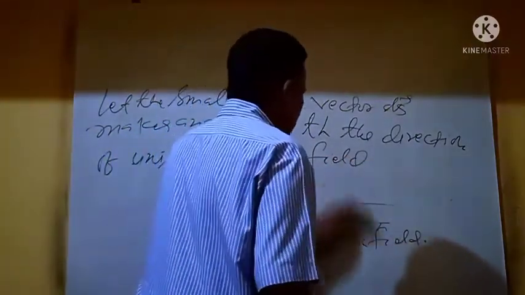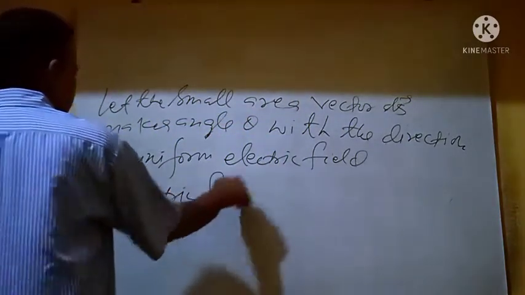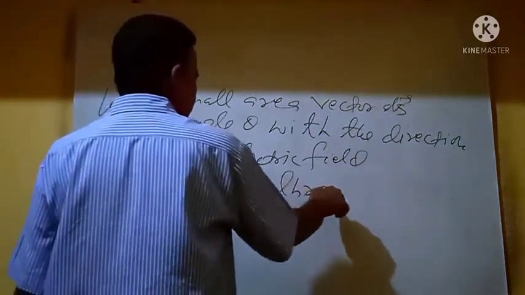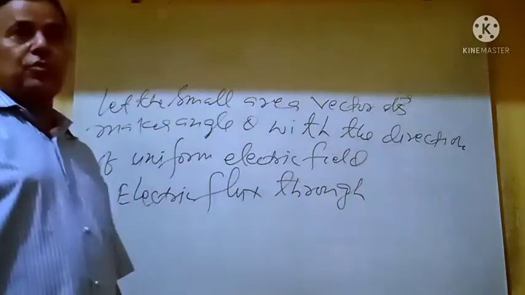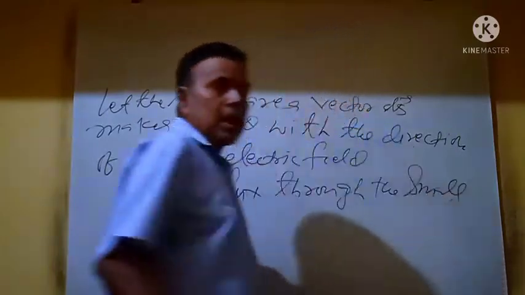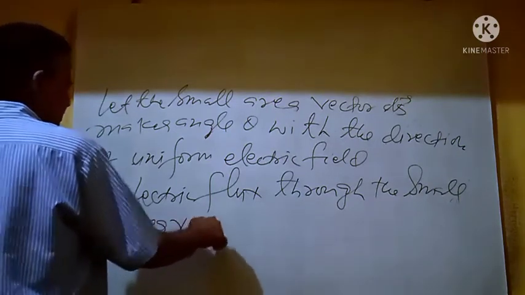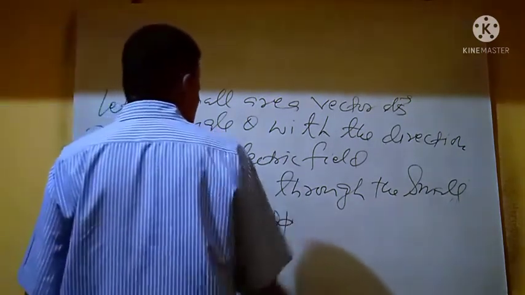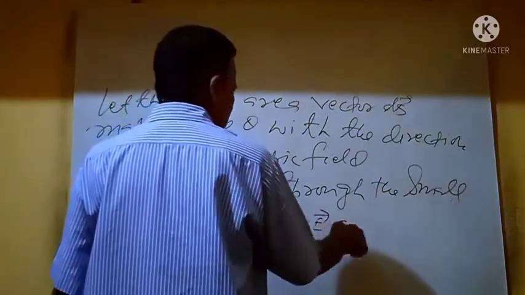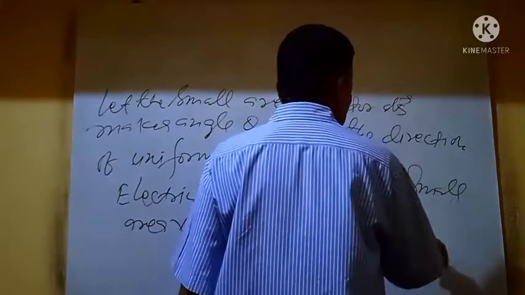Electric flux through the small plane area, the small area vector ds, that is d phi. d phi is equal to E dot ds, that is E ds cos theta.